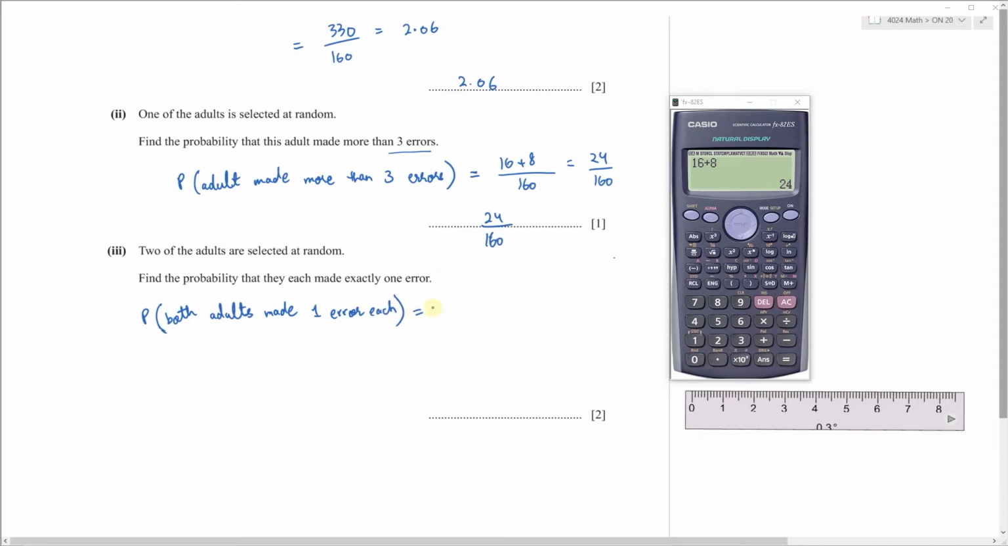So you pick the first adult with one error, and then you pick the next one. That's also an adult with one error. So and means multiply, so that means probability of an adult with one error, multiplied by again the probability that you choose an adult with one error. So when you're choosing the first person, let me actually go down here now.